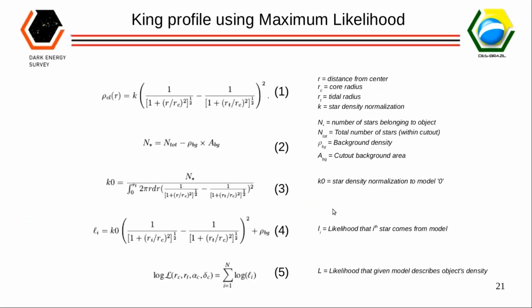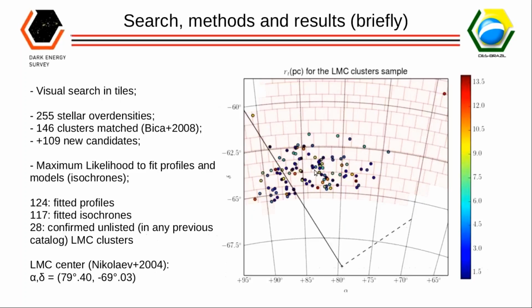To determine the stellar density profile, we compare the stellar distribution to a King profile. What is the, sorry, so what is the color code? Sorry, Adriano. This is the tidal radius in parsecs. Okay.